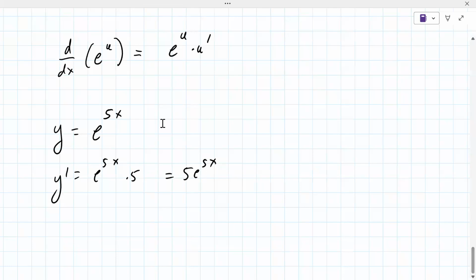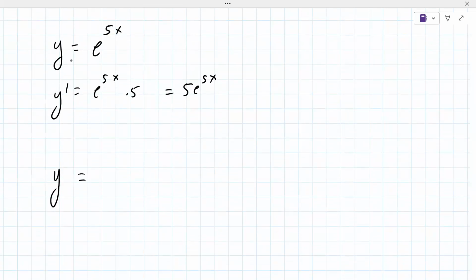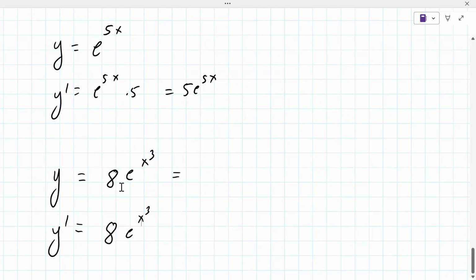Okay. But what if it's, and this is pulling a problem from your book now, 8e to the x cubed? Well, the derivative is itself, it's always itself, times the derivative of the inside function. The derivative of x cubed is 3x squared. So I'm multiplying 3. And then you might simplify to 24x squared e to the x cubed, something like that.